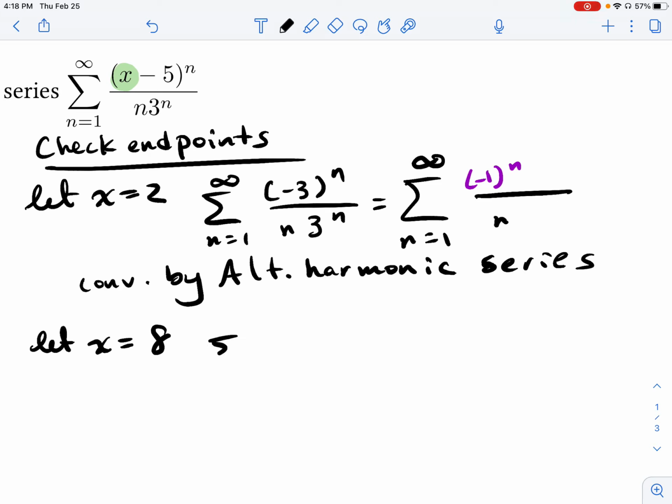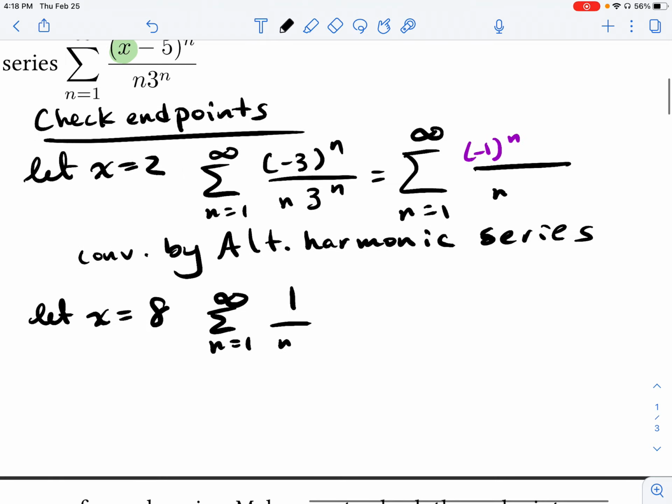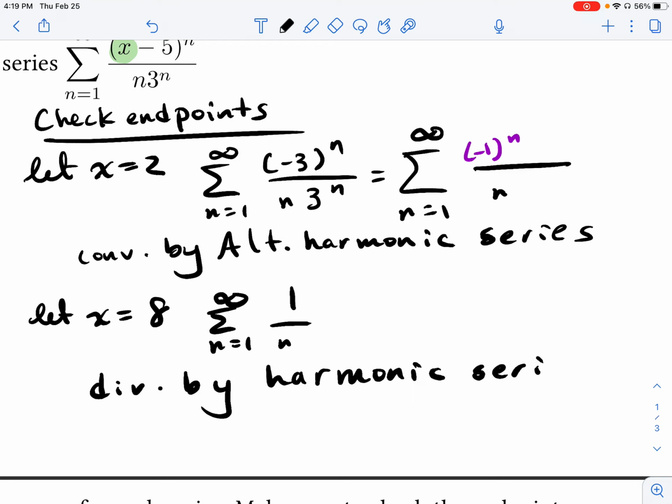So when x is equal to 8, let's plug that into our power series. Again, we're plugging 8 in for this x. So 8 minus 5, that's 3 to the n over n times 3 to the n. And again, we see that these terms are going to divide out. So this is equivalent to 1 over n. Let me just write that as well. 1 over n. And what do we know about this series? This series diverges because it's a harmonic series. And again, you can use the p-series test here if you like as well, but just know that this is a harmonic series, which we've established diverges.